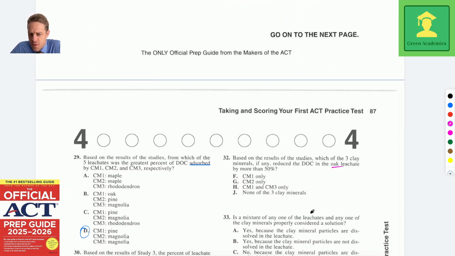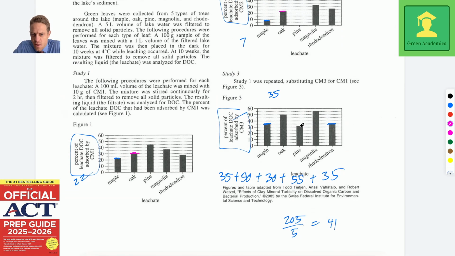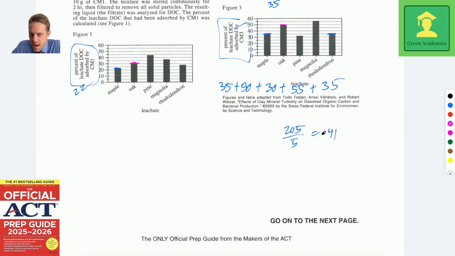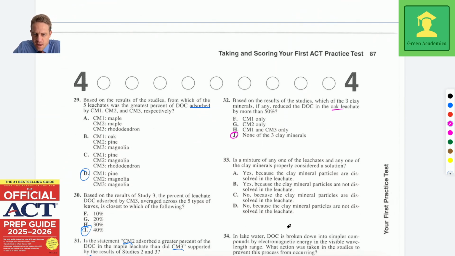So more than 50%. So reduced by, well, no, right? So I would say it's none of them. It looks like the third one is exactly 50, but that doesn't count as more than 50. But either way, there's no option for CM3 only, so it's got to be none.